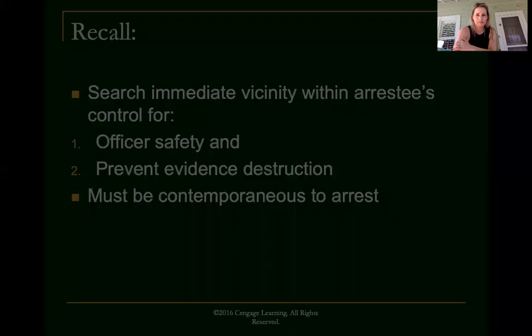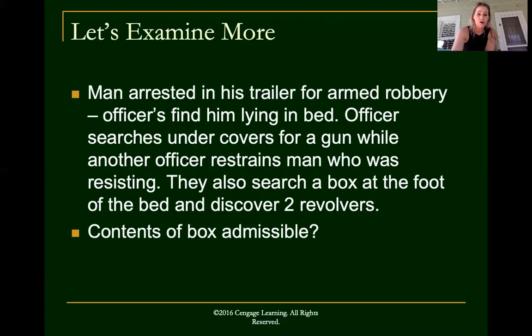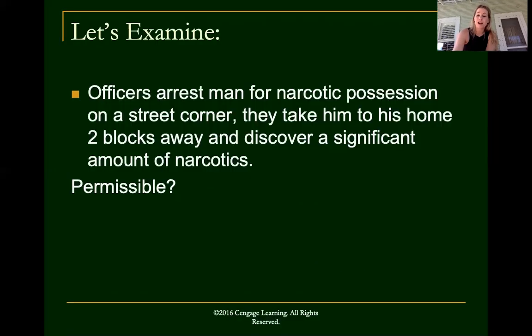All right, guys. So let's look at this. Officers arrest a man for narcotic possession on a street corner. They take him to his home 2 blocks away and discover a significant amount of drugs. Is this permissible? Now, guys, I really hope you all just immediately answer this in your heads. No. So why? Can he reach inside his home 2 blocks away? No. And an arrest is different than a search warrant, okay?